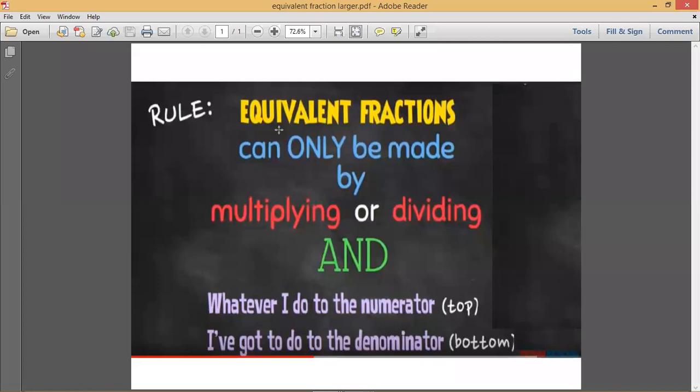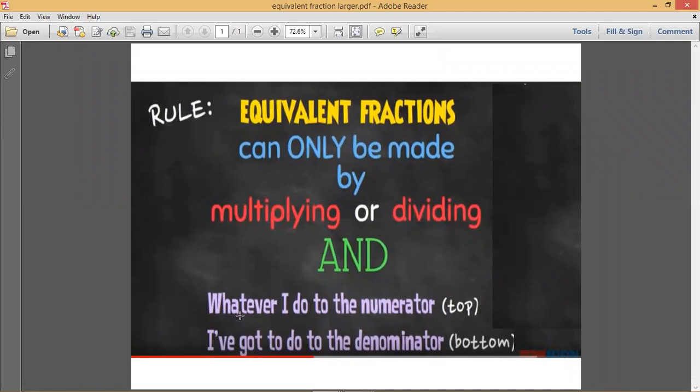Now I want you to look at the screen, okay? This is a very important rule. Equivalent fractions can only be made by multiplying or dividing. That means you cannot make equivalent fractions using addition or subtraction. Okay? Now, if you're making an equivalent fraction with a larger term, you use multiplication. And when you want to make an equivalent fraction with a smaller term, you use division.